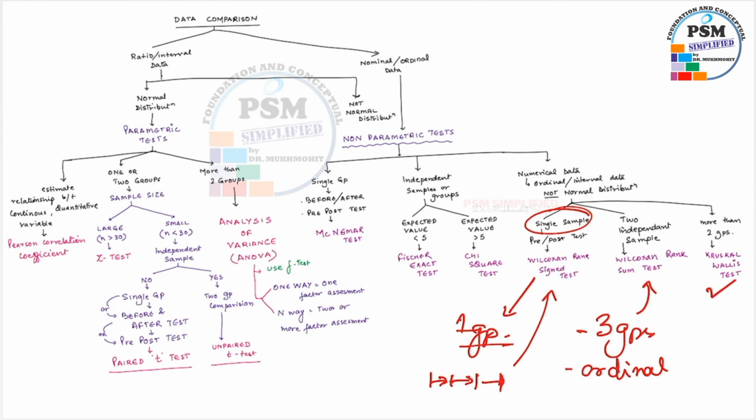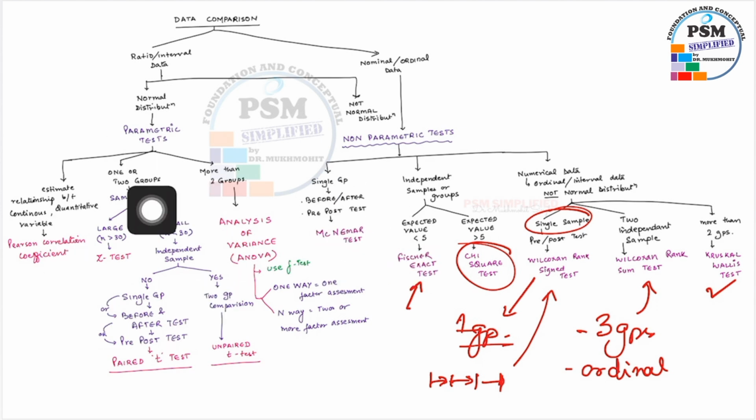More than 2 groups, we use a Kruskal-Wallis test, and usually we use a chi-square test if the values in a single group are more than 5. If the values are less than 5, we call it a Fisher exact test. Then we also have McNemar test, that is for single groups.